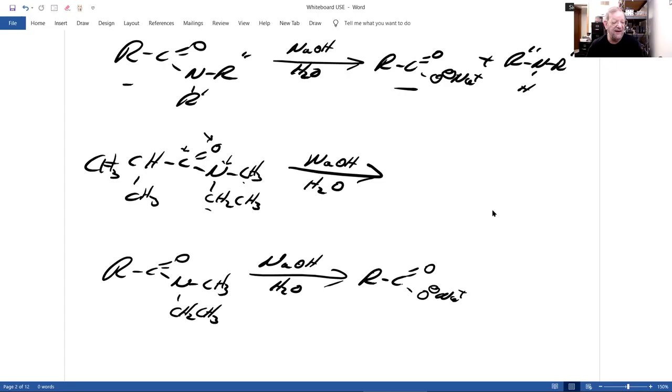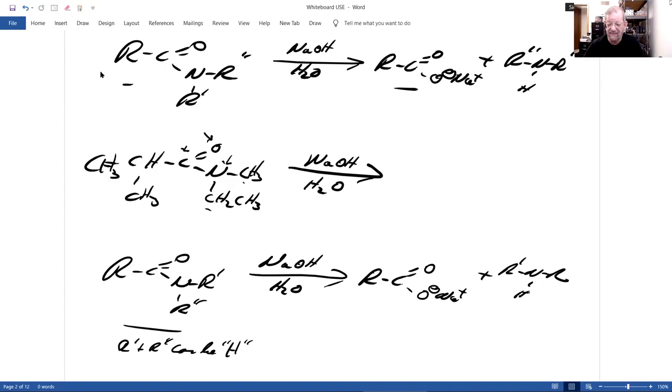And when you react it with sodium hydroxide and water, you get back the carboxylate anion of the carboxylic acid you would have used to make that amide. And remember, oops, I'm getting ahead of myself again. This is Make Mistakes Tuesday. I remember, in all amides R prime and R double prime can be hydrogen or alkyl groups or whatever. And you also get back here the amine you would have used to make that amide.